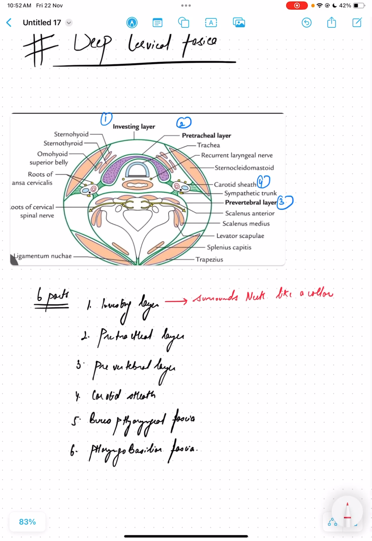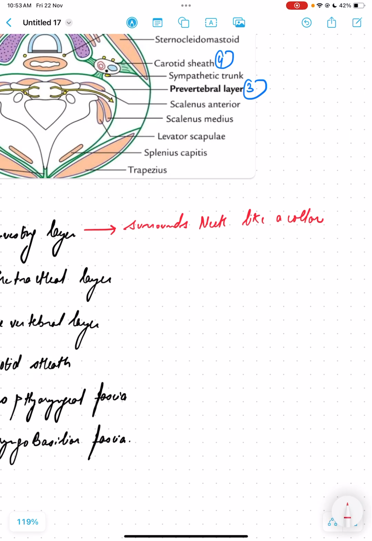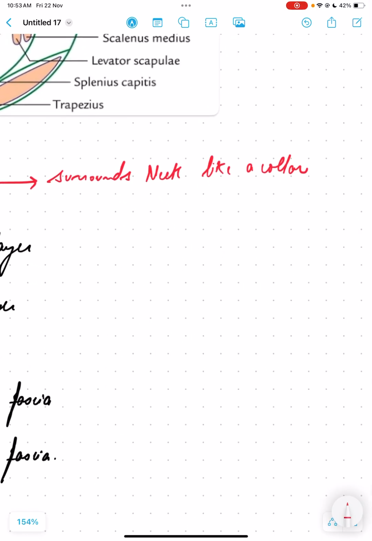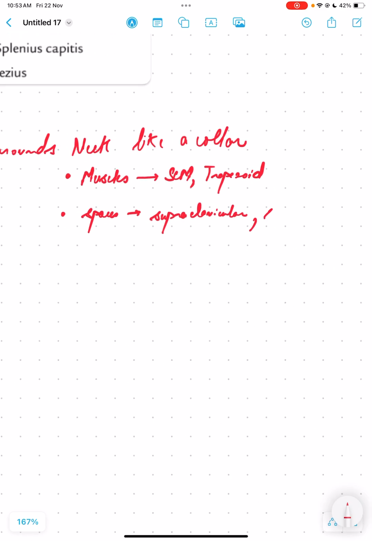What are the muscles that it surrounds? You have to remember what I am teaching here only. You can study more, but you should remember the points which I am teaching in this video. What are the muscles that it surrounds? It surrounds the sternocleidomastoid muscle along with trapezius. Then what are the spaces that it covers? They are the supraclavicular and suprasternal. Then the salivary glands enclosed within the investing layer are the parotid along with the submandibular.